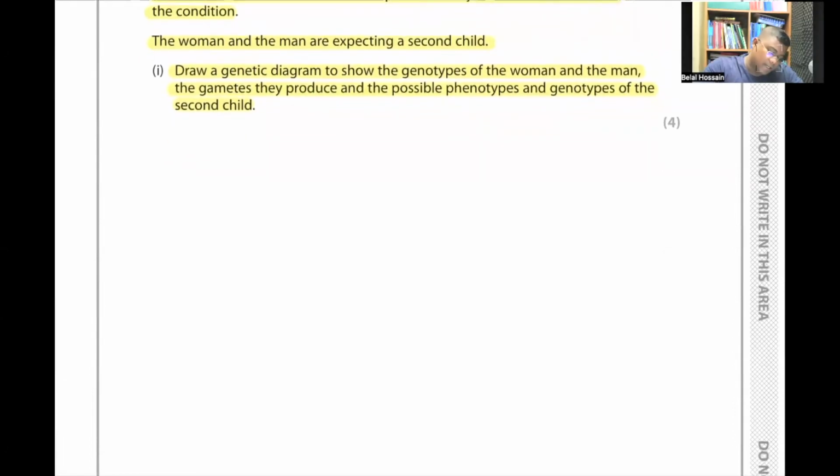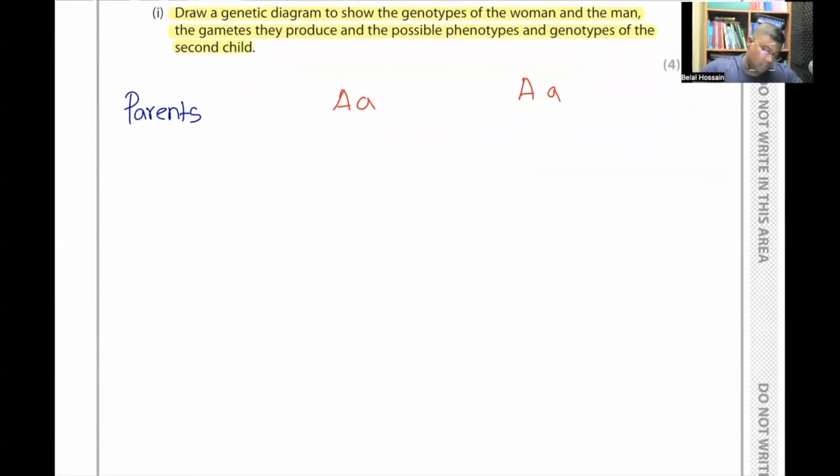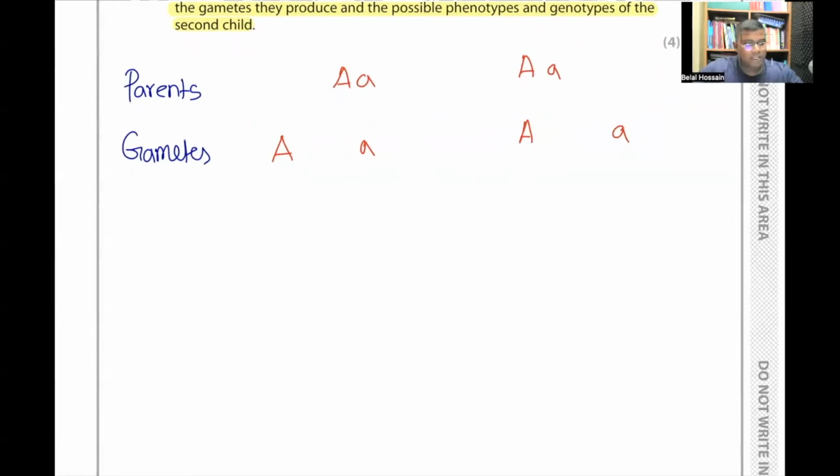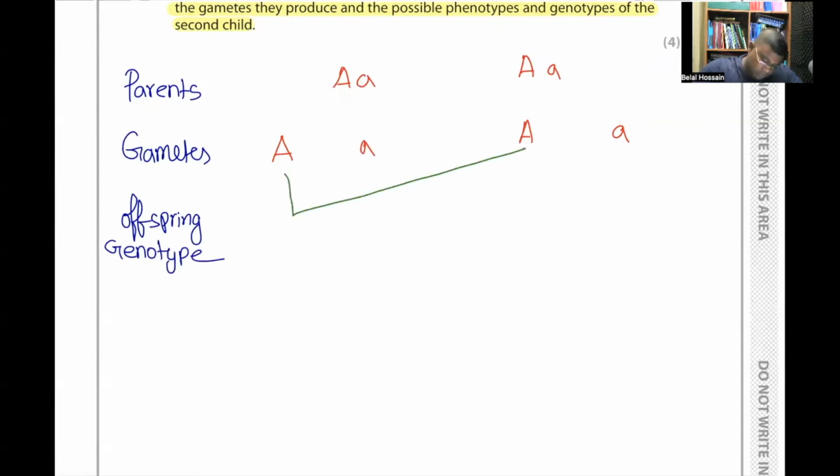So first of all, the parents in this case, we can understand that they're both carriers. So it's going to be capital A, small a, capital A, small a. And then the gametes that they produce are going to be either any one of those, capital A, small a. And then the offspring genotype will be a combination.